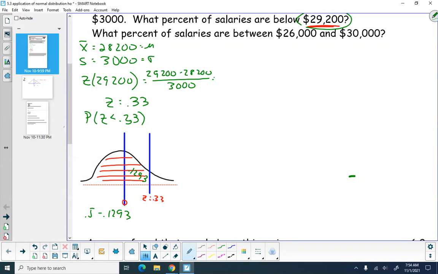Far right, I want to know the value that's below. I want smaller than the 0.33. So what should we do with our area? What should we do with these two values? How much area is this? Add them. So we're going to have the 0.5 plus the 0.1293. So we have 62.93% of the salaries are going to be below the 28,200.